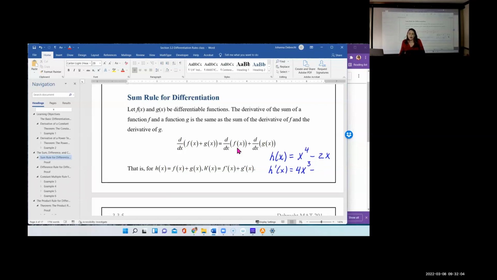The power on x is not written, but it's understood to be 1, right? So we bring the 1 to the front, multiply it by the 2, so I get a 2. But when I reduce the power, it has to reduce to 0. What is x to the 0th power equal to?